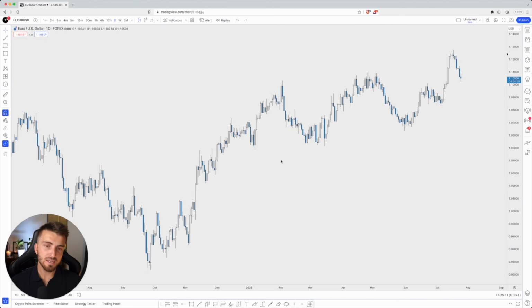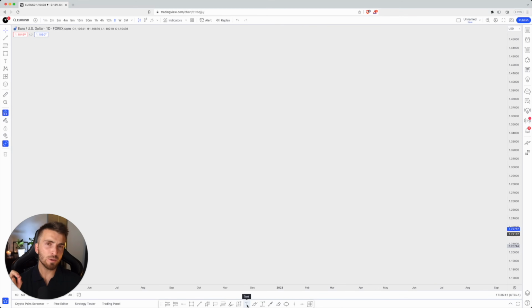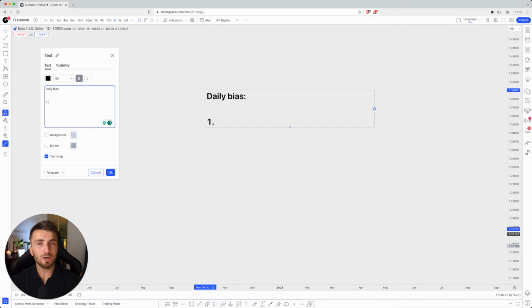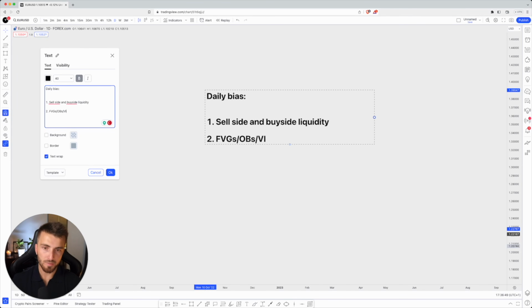Okay, so this is euro dollar on the daily, and we are also going to be looking at the DXY on the daily, because those are the 2 things that I look for in terms of daily bias. Now, before we go on to the charts, I really want to hone in first on how I look at the daily bias. So when I'm looking at the daily every single day, I am looking for 2 things. I'm looking for sell side and buy side liquidity, and I am looking for fair value gaps, order blocks, and volume imbalances.